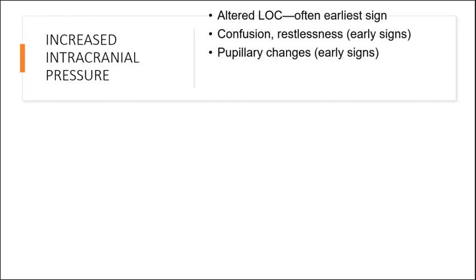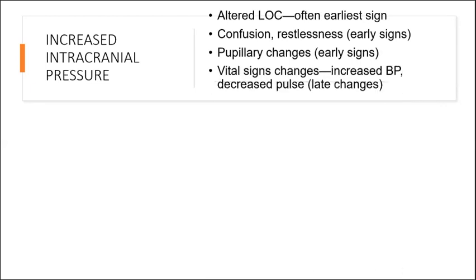Again, we said those vital sign changes can occur later. So those are our late changes. You're going to see increased blood pressure. You're going to see decreased pulse. Again, we said these are late changes. You would even see bradycardia in your clients. Those are late changes that you would see. So be alert for those increased blood pressure, so hypertension, bradypnea. So you notice that their breathing becomes abnormally slow. You also see bradycardia. So these are very late signs.